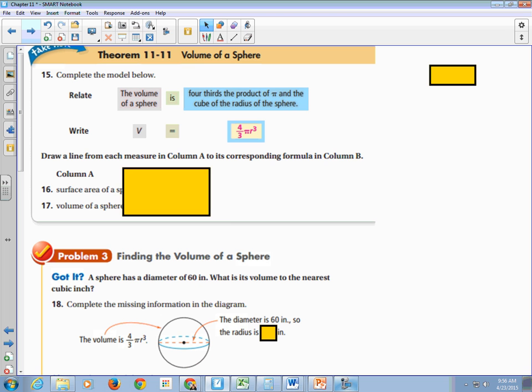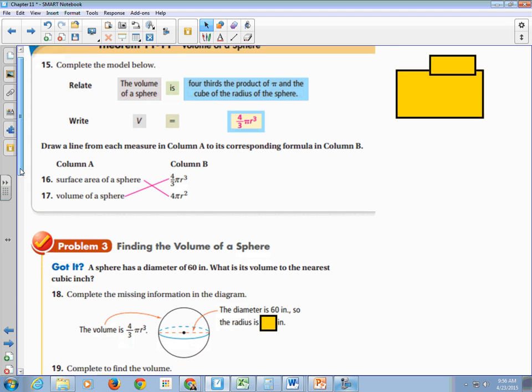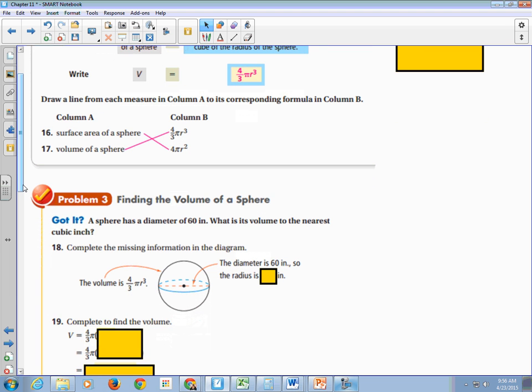So surface area for a sphere is 4 pi r squared. Volume for a sphere is 4/3 pi r cubed. When you're doing your calculations, I multiply by 4, then divide by 3 if I'm calculating it on a calculator. So 4 divided by 3 times pi times radius cubed.